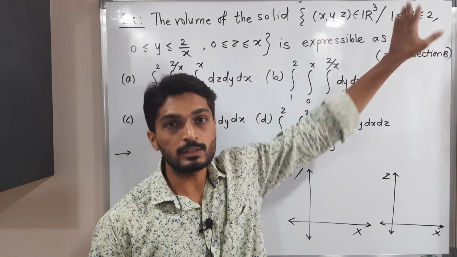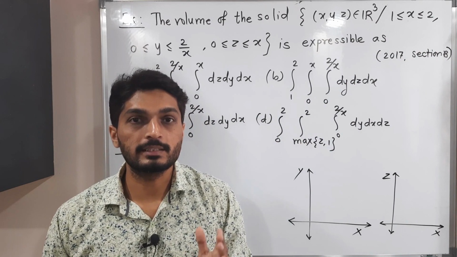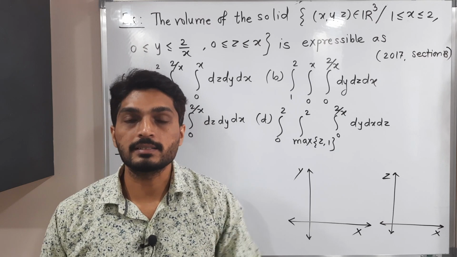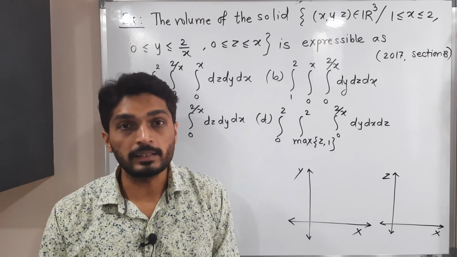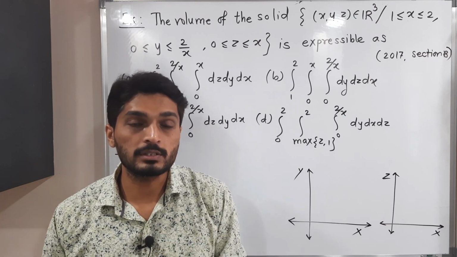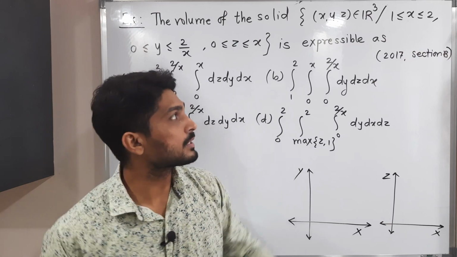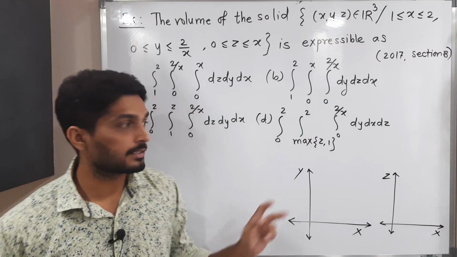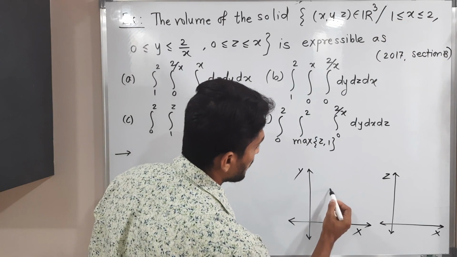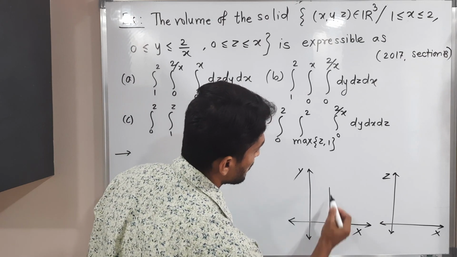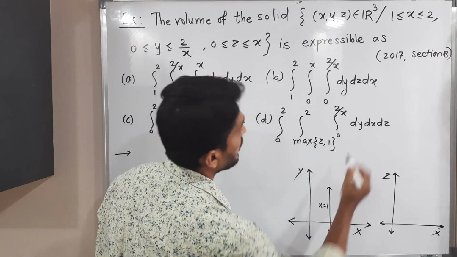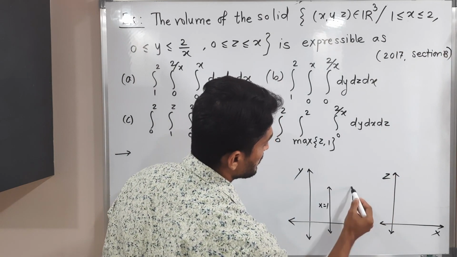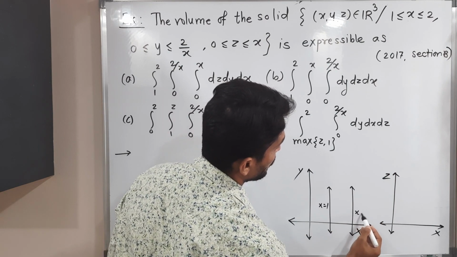See, let us focus on this one: 1 is less than or equal to x, less than or equal to 2. That means the region bounded by x is equal to 1 and x is equal to 2. When we have an inequality, we consider equality, draw the curves, and then think about the region. Here I will do the same. x is equal to 1 is the equation of a line parallel to the y-axis in the xy plane. So x is equal to 1 will be here. Next, x is equal to 2, again a line parallel to the y-axis passing through x is equal to 2.